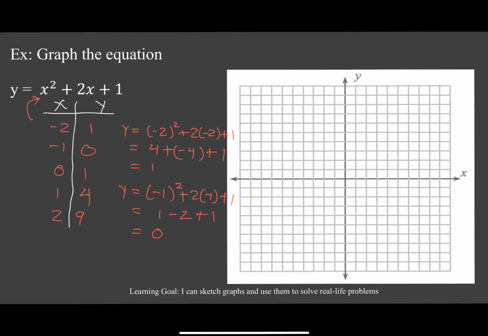And once again, we can take each one of these ordered pairs and graph them. So -2, 1 would be somewhere around here. -1, 0 would be here. 0, 1 would be here. 1 and then up 4. And 2, 9 would be all the way up here. So our graph is going to look something like this, and it also helps to remember that quadratic equations create parabolas, which are always symmetrical.